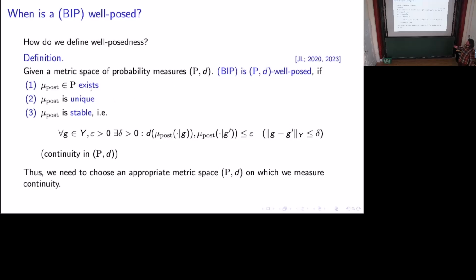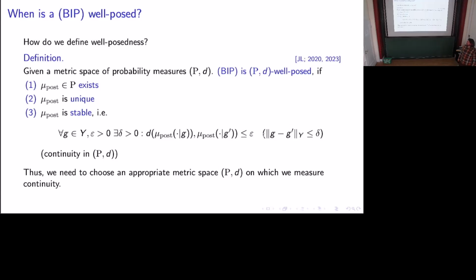We say it's well-posed if the posterior exists in this space, if it is unique, and if it is stable. Stable just means it's continuous in this metric space, as a function of the data. So for all G and all positive epsilon, there is a delta such that the distance between the posterior at the data set G and the posterior at G' is less than epsilon for any G' that is close to G in this norm. It's just the classical continuity definition for metric spaces.